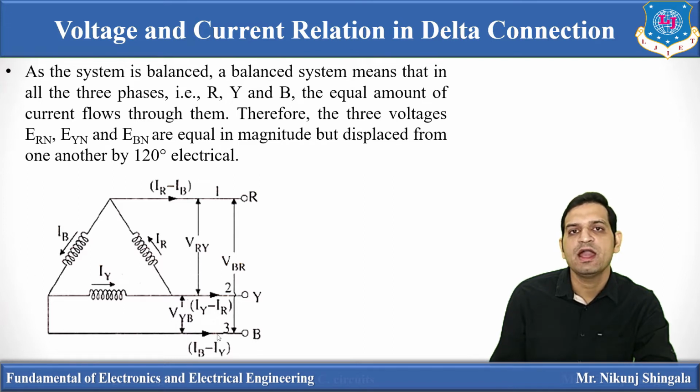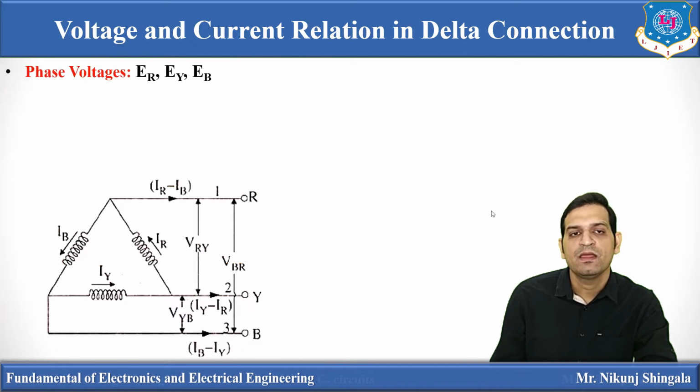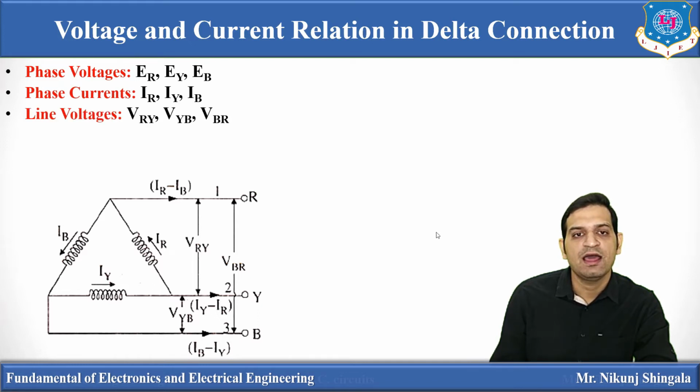Now this is one circuit diagram for a delta connected system. For this delta connected system, phase voltages are ER, EY and EB. Phase currents are IR, IY and IB. Line voltages are VRY, VYB and VBR, and line currents are IL1, IL2 and IL3. So here, you can see the line current for the R line is IR minus IB if we apply KCL over here.